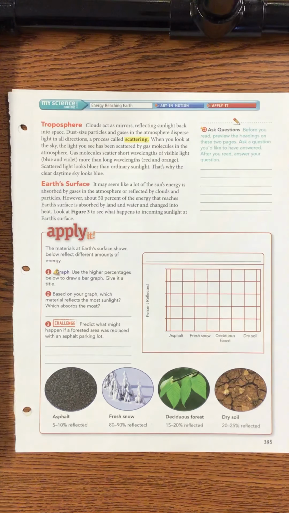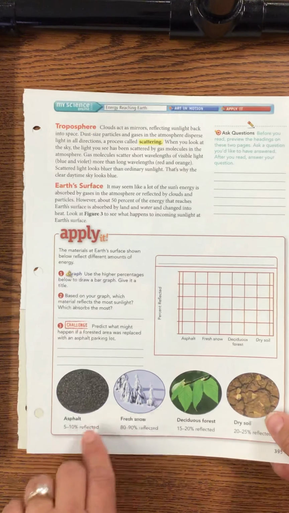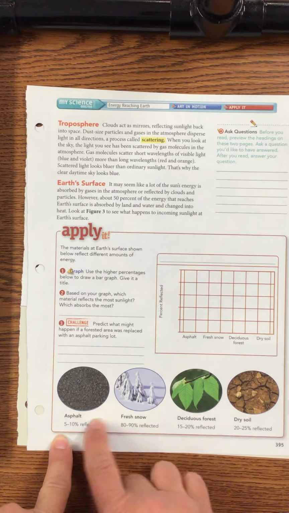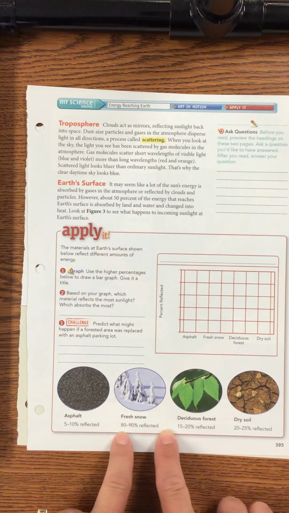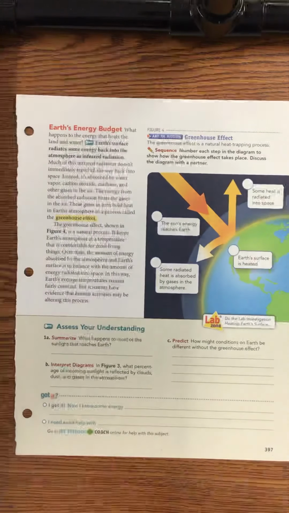Exciting. Earth's surface. It may seem like a lot of the sun's energy is absorbed by gases in the atmosphere or reflected by clouds and particles. However, about 50% of the energy that reaches Earth's surface is absorbed by land and water and changed into heat. Look at figure 3 to see what happens to incoming sunlight at Earth's surface. On the bottom, 5 to 10% is reflected when it hits the asphalt. 80 to 90% is reflected when it hits the snow. So the different mediums on the bottom show the different reflection.